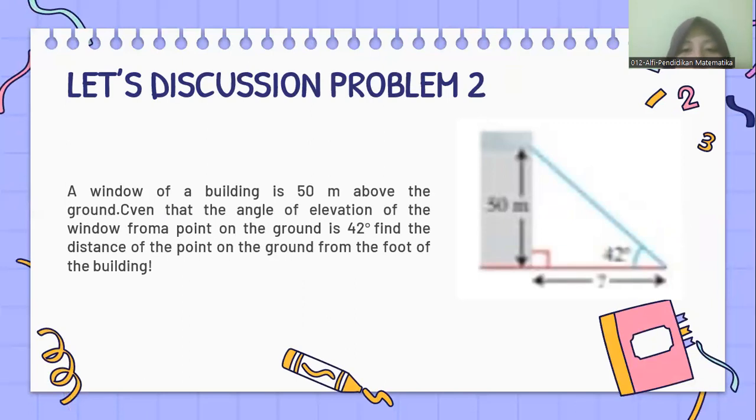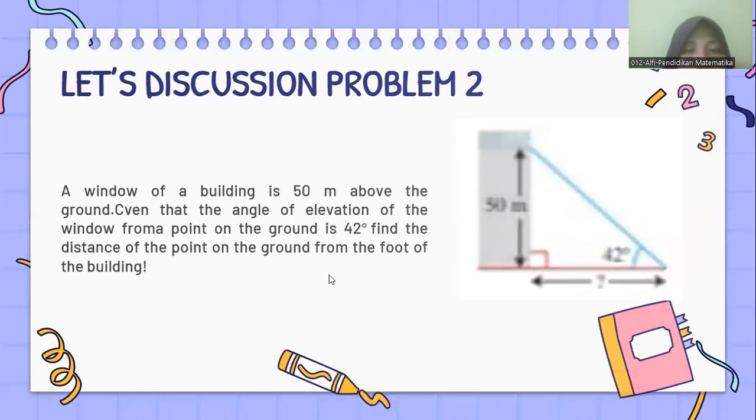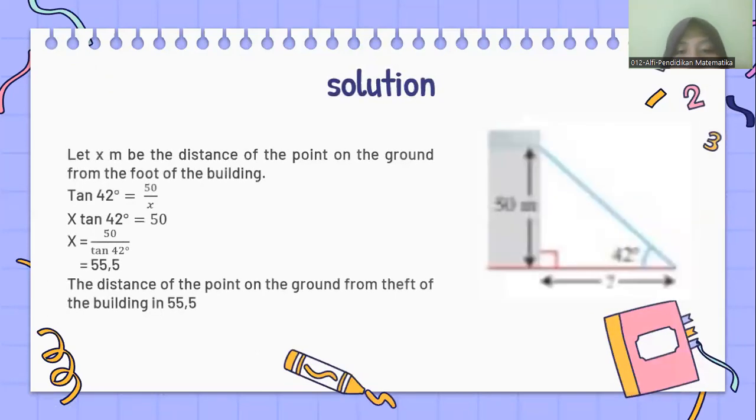Let's discuss problem 2. A window of a building is 50 meters above the ground. The angle of elevation of the window from a point on the ground is 42 degrees. Find the distance of the point on the ground from the foot of the building. Next, solution.